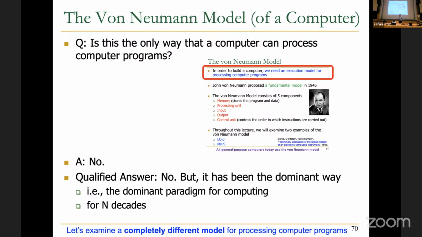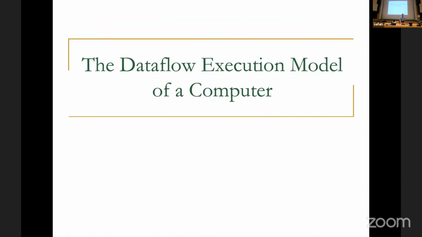But now let's examine a completely different general purpose model. I'm going to introduce a completely different general purpose model for processing computer programs. And it's going to be as powerful in the sense that you should be able to specify any program using this model. And it doesn't have the sequential instruction processing aspect of the von Neumann model. And that's the data flow execution model.